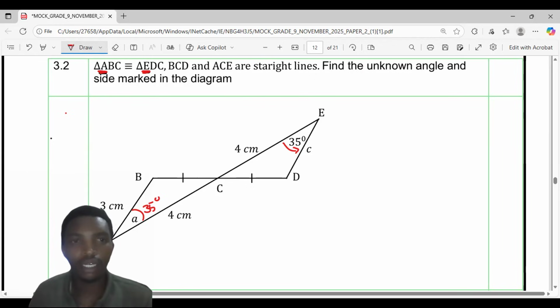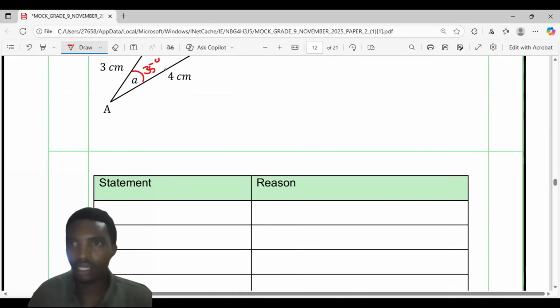BCD is a straight line. ACD is also a straight line. Find the unknown angle and side marked in the diagram. So we know how much A is, right? We already said it. A is 35, and then we said, okay, let's just write it up here.